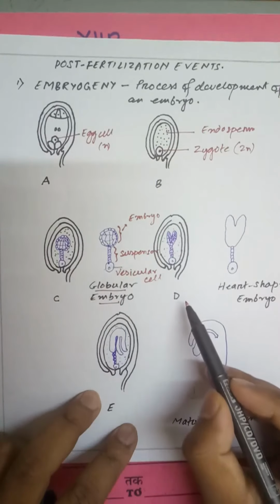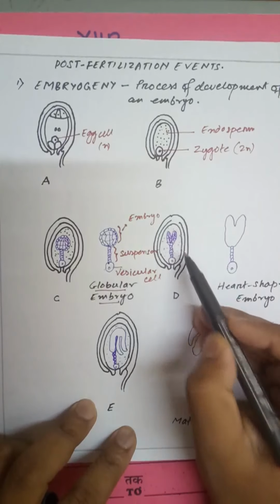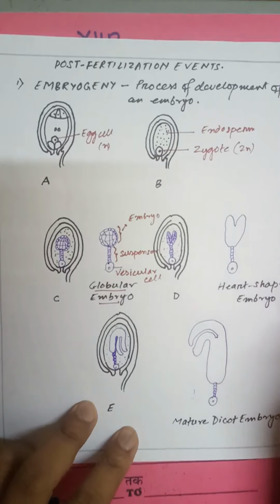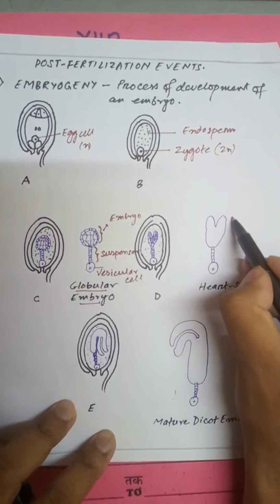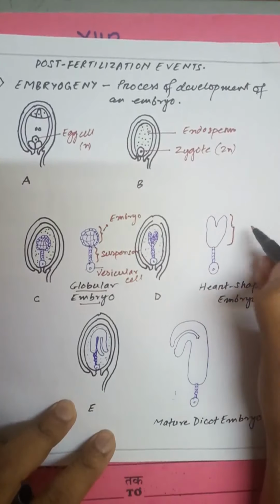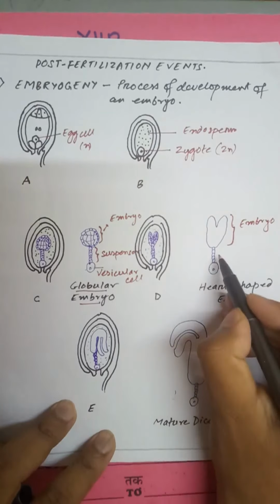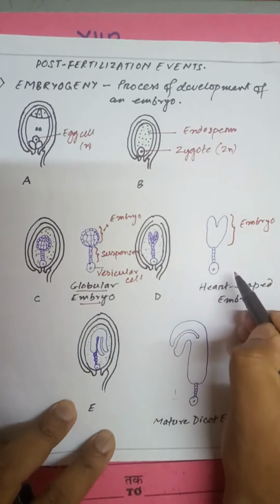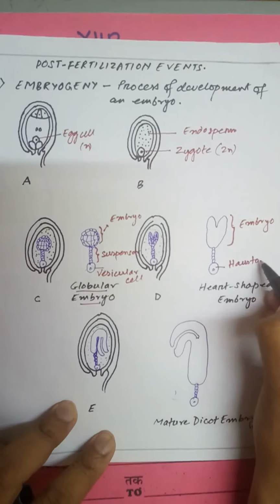If we look at figure D, what can you see? This globular structure has taken the shape of a heart. I've drawn the diagram outside here. The globular structure has taken the shape of a heart, hence this is called heart-shaped embryo. This structure is the heart-shaped embryo. This remains the same: the suspensor cells and the vesicular cell. Vesicular cell is also called haustorium.